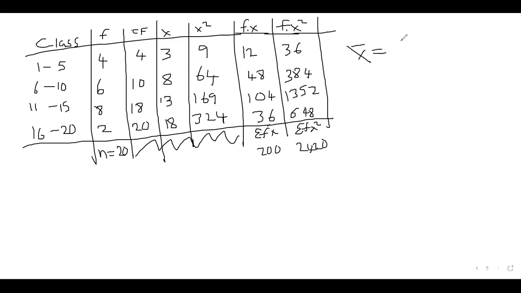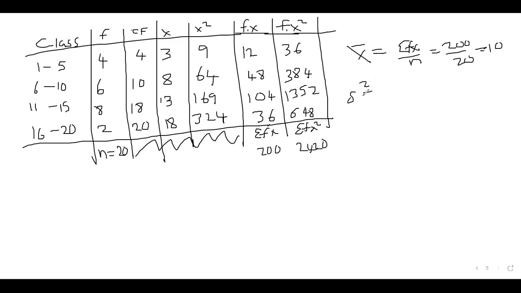So the mean for grouped data now changes. Remember, our initial formula was summation of x over n. But here, since it's grouped in classes, we're simply going to use an f, so summation of fx over n. So our fx is 200, our n is 20. So here we're going to get what? 10.